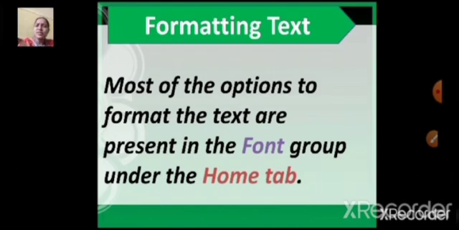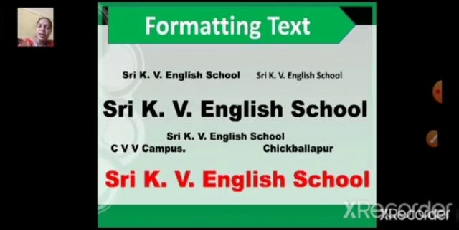Formatting is the most beautiful and important option to format the text that is present in the font group under the home tab. Whatever formatting options we are going to get will be available in the home tab of the ribbon. In the MS Word window we have the ribbon with different tabs and groups in it. In the home tab we can find all the options required to make the text look beautiful and the way we need it.